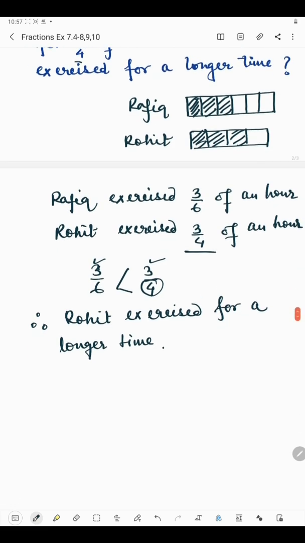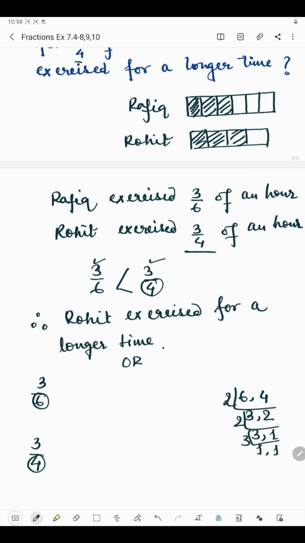Now there is another way to compare these two fractions: we will make the denominators the same. So here we have 3 by 6 and 3 by 4. We will just find the LCM of the denominators. 6 and 4, if you find the LCM of this, we'll get 2 3s are 6, 2 2s are 4, 3 cannot be divided by 2, 2 1s are 2, 3 1s are 3. So it's 2 into 2 into 3.